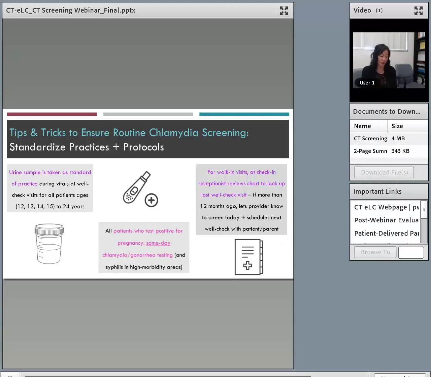And then here's an important piece, basically for walk-in visits. At check-in, the receptionist would review when your last well child visit was. If it's been more than a year, let's screen today and then schedule a well child visit with the patient and the parent at that moment when you have them and they're a captive audience.